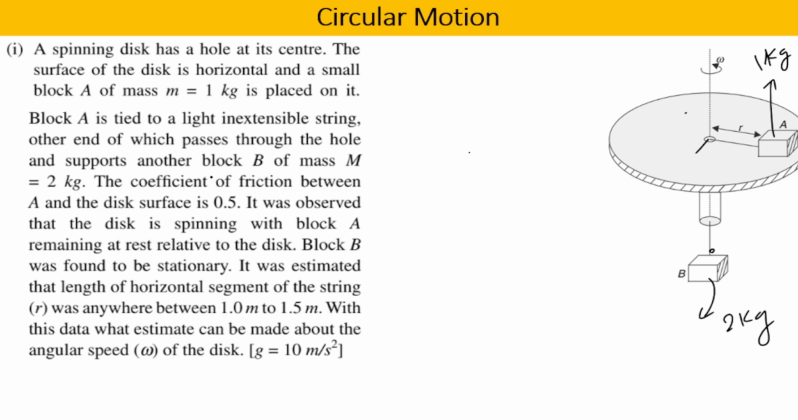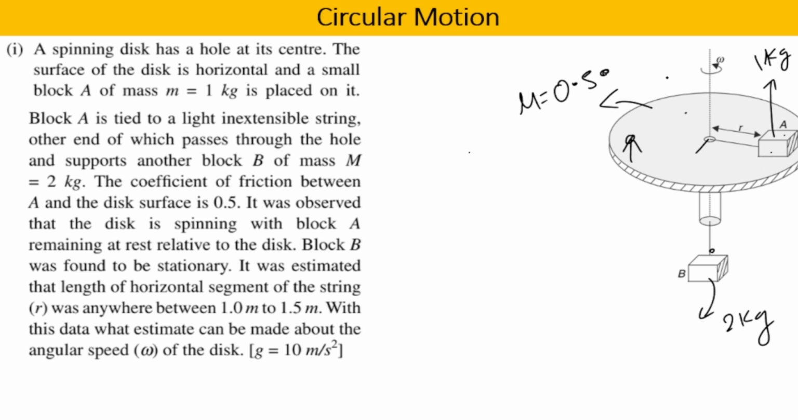Done. It is said that the coefficient of friction between A and this surface is 0.5. So here the coefficient of friction is 0.5. Done. It was observed that the disk is spinning with block A remaining at rest relative to the disk. So if you are standing on the disk and observing this block A, you will find that it is at rest. So there is no relative motion between A and the disk.